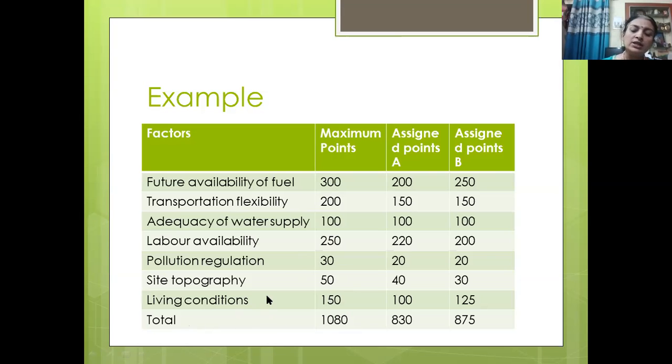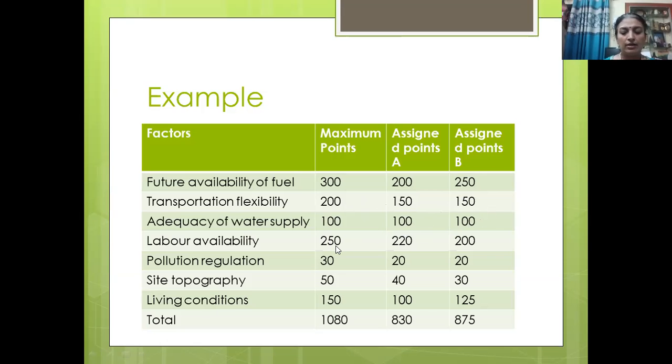And after this, we have to think of the assigned points to A. In location A, what about the fuel availability? Okay, it is available. So out of 300, it is getting 200. And location B is getting 250. And as far as transportation flexibility is concerned, both are equal. So both have scored the same. And adequacy of water supply, it is full. That means both A and B get the water supply. So we have given 100, 100.